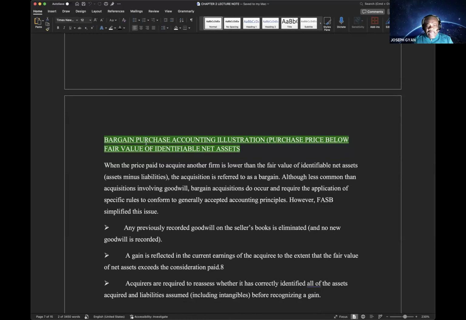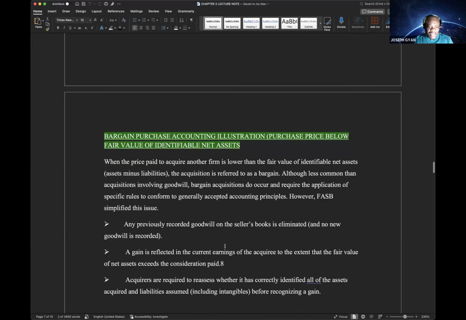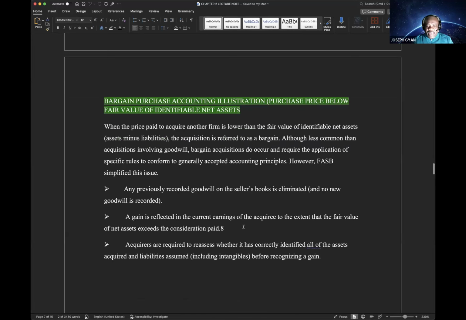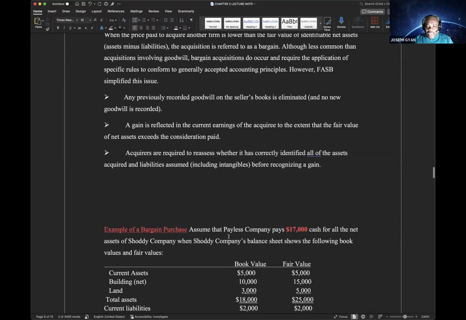It is known as bargain purchases. Sometimes you bargain and pay a price below the fair value of the assets, the fair value of the identifiable net assets. It means that you get a bargain, and the bargain you have to treat as a gain, and it should go to the P&L account as a gain. So a gain is reflected in the current earnings of the acquiree to the extent that the fair value of the net assets exceeds the consideration that is paid.